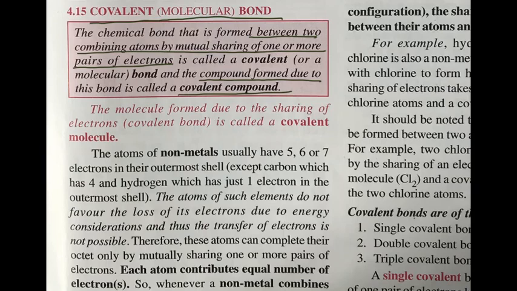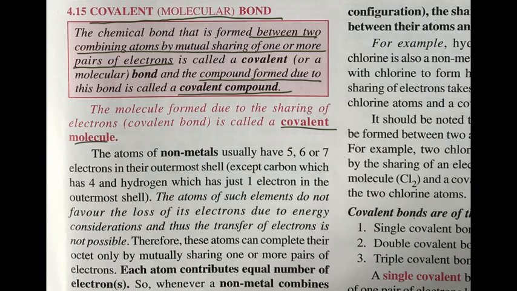In the last upload, I told you about the electrovalent compound, which is formed by the transfer of electrons when two atoms come together, forming a bond between them known as an electrovalent bond. That bond was formed by transfer of electrons. But a covalent bond is formed between two atoms by sharing of one or more pairs of electrons, and the molecule formed due to the sharing of electrons is known as a covalent molecule.